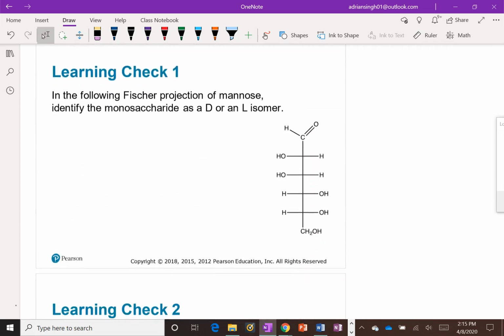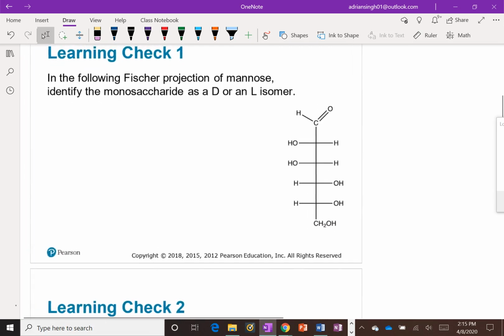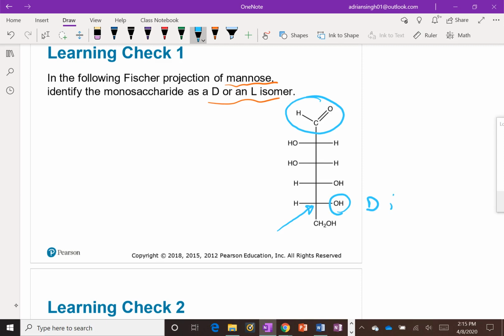Okay, so let's recap really quick. So this is the Fischer projection of another monosaccharide. This is called mannose, and we want to identify this as the D or the L. All right, so we locate either the carbonyl, which is either in the form of an aldehyde or a ketone. Then we look at the other end of the molecule. We find the chiral carbon furthest away, which is that one. The OH on that chiral carbon is to the right, so that would make it the D isomer.